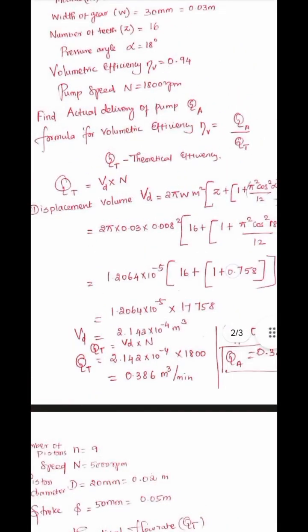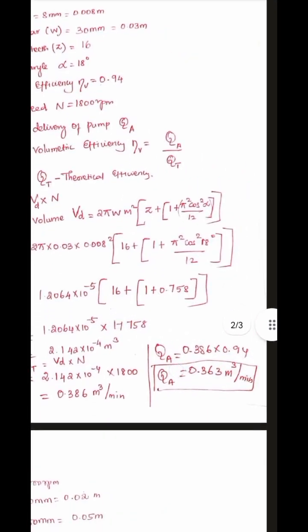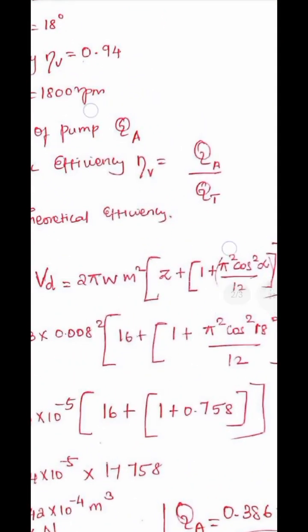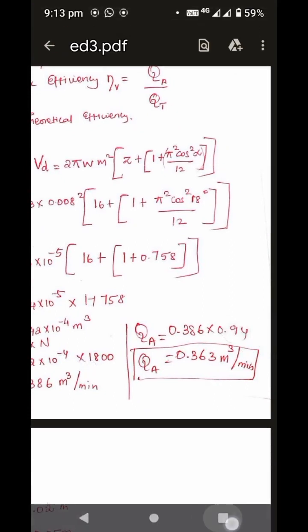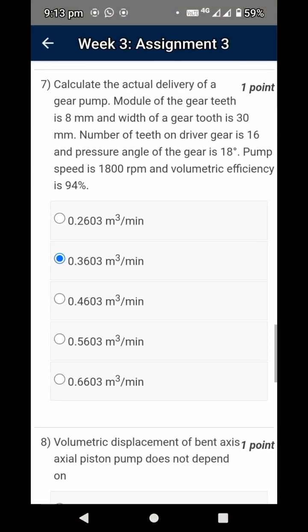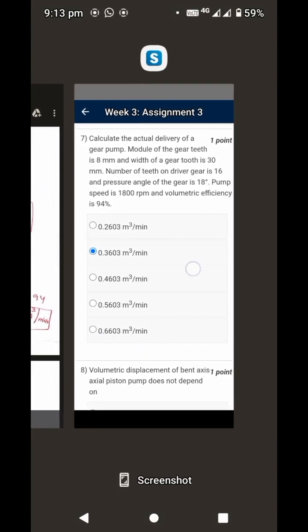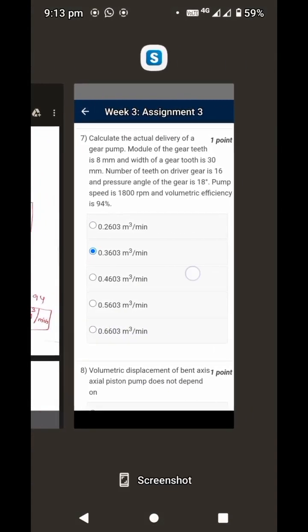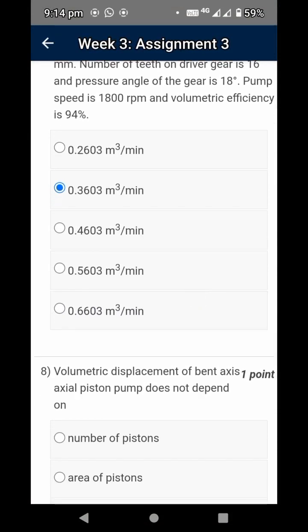But in our question they asked for actual delivery QA. So calculate the QA, 0.386 into efficiency, by using this particular formula. So the final answer is 0.363 meter cube per minute. Now check out the answers. The answer I got is 0.363, and the nearest answer, almost accurate, available is 0.3603. So the answer is option number 2.